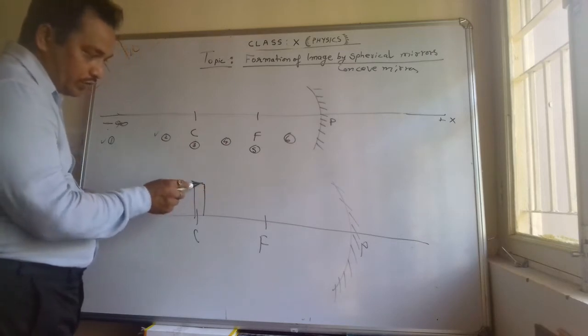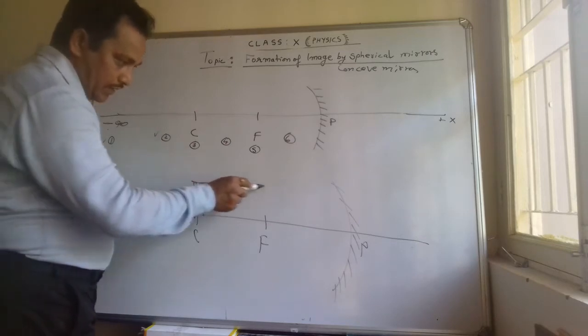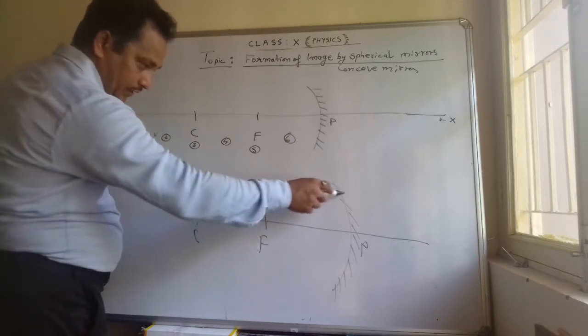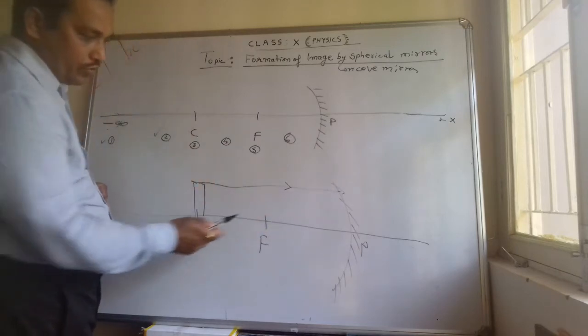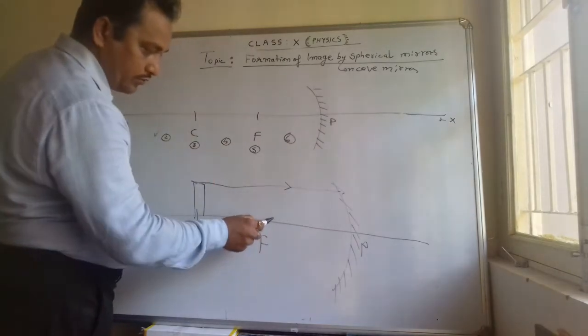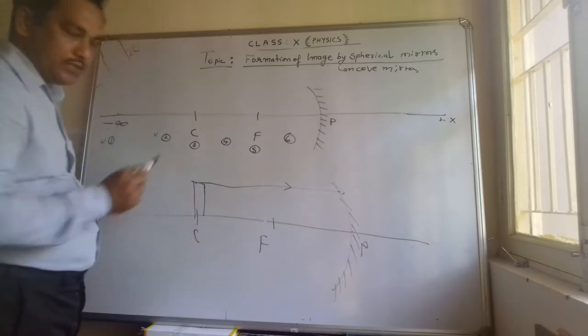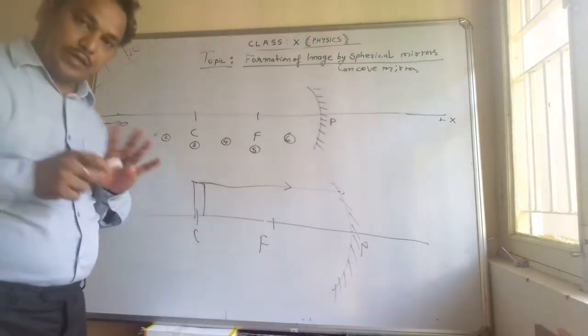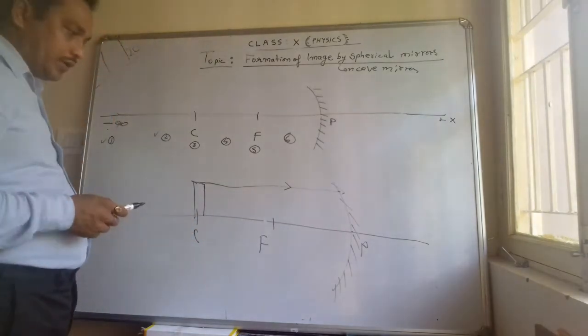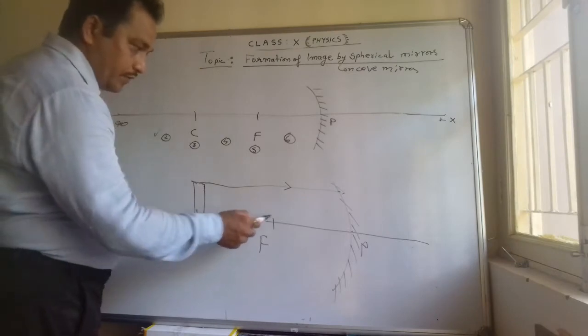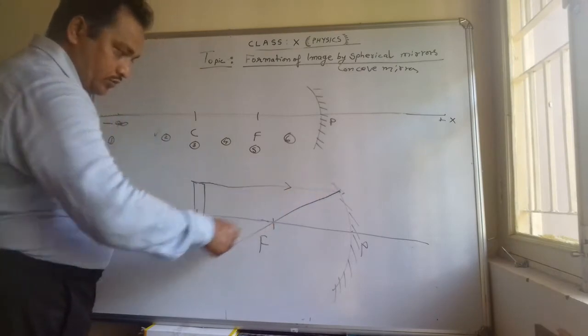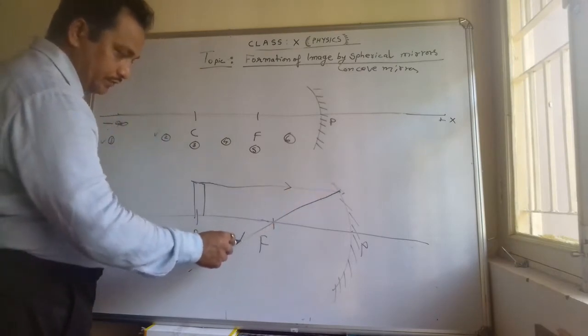So for example, this is the first rule, we are applying any ray parallel to the principal axis. After reflection it will pass through the focus. We have to correctly draw the focus at the midpoint between P and C, then only the ray diagram will be correctly drawn. Every time we have to take care of these things. Okay, so this is the ray which is passing through the focus, reflected ray.